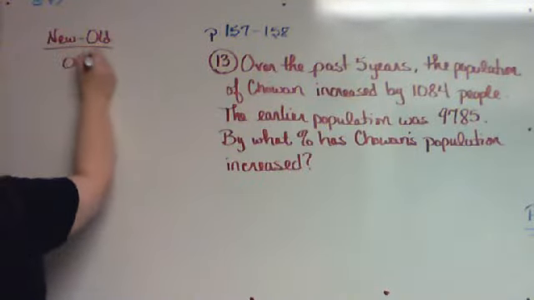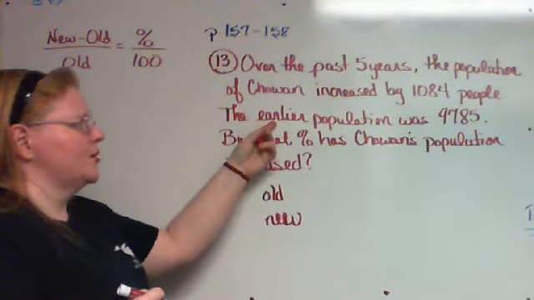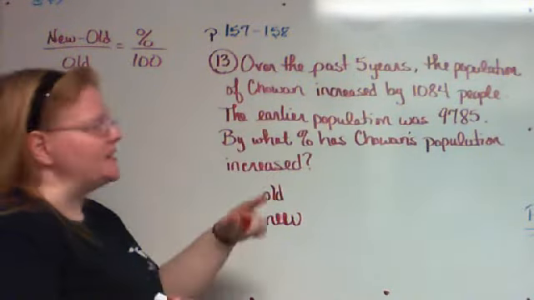Okay. The question says, over the past 5 years, the population of Chowan increased by 1,084 people. The earlier population was 9,785. By what percent has Chowan's population increased? The first thing you need to always do is find your old and find your new. So my old population is the oldest one we had, the earlier population, not the one that's now, but the one that was earlier.